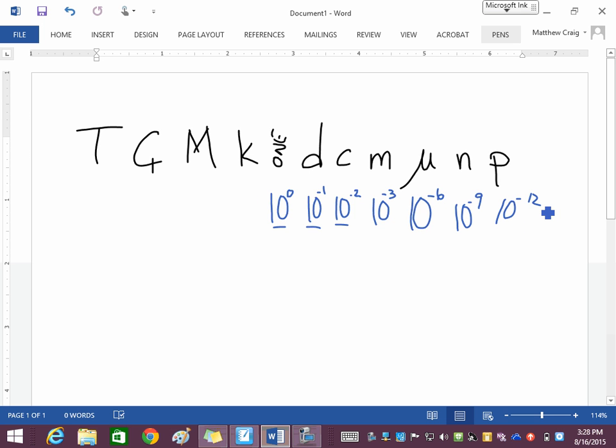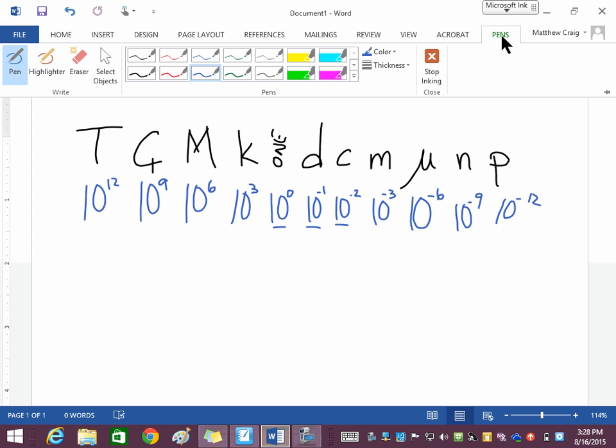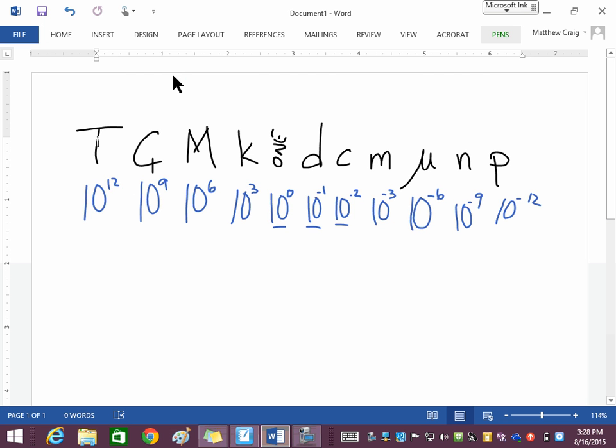And then on this side, on kilo, 10 to the 3, 10 to the 6, 10 to the 9, and 10 to the 12. So making sure that you know those values is really important. And again, it all stems from the 10 to the 0.